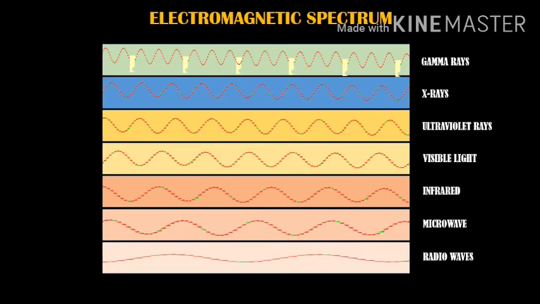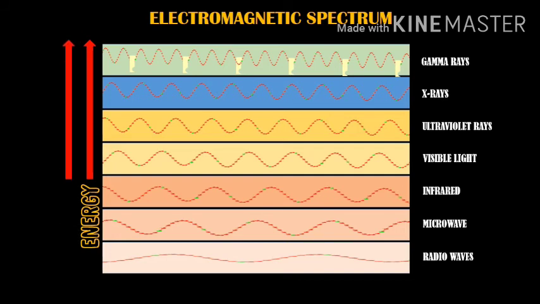Now, what is the relationship between the energy, the frequency, and the wavelength? As the energy increases, the frequency of the wave also increases. What is the frequency? The frequency is the number of waves. So let's see. Since the radio wave has the lowest energy, it also has the lowest number of waves, or the lowest frequency.